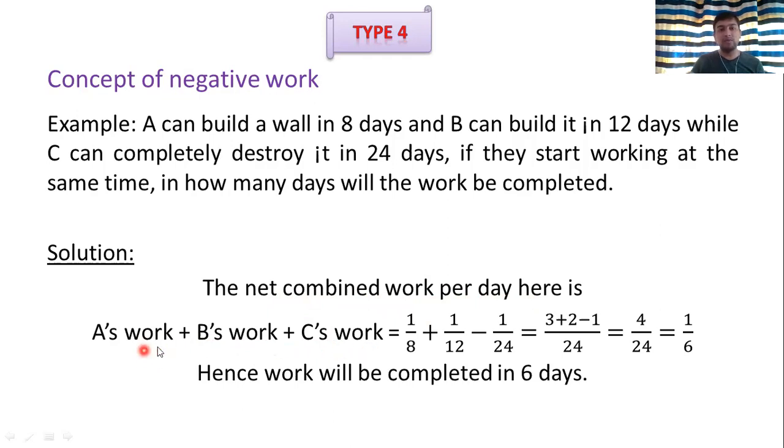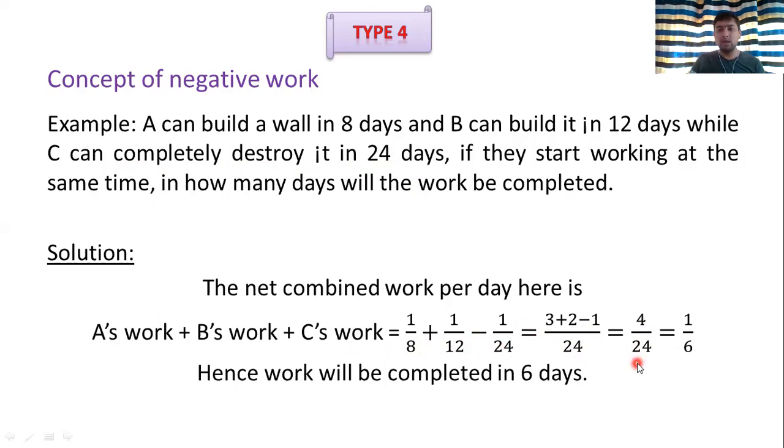So what is A's 1 day work? If he takes 8 days, 1 day work will be 1/8. What is B's work? If B can build it in 12 days, 1 day work will be 1/12. C can completely destroy it in 24 days. That means in 1 day, it can destroy 1/24th part. So 1/24 has to be minus. It has to be subtracted. Why? Because he is doing the negative work. So let's say, if you solve this, how much will you get?